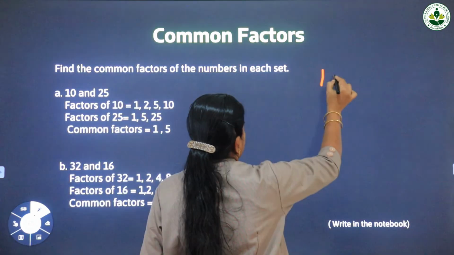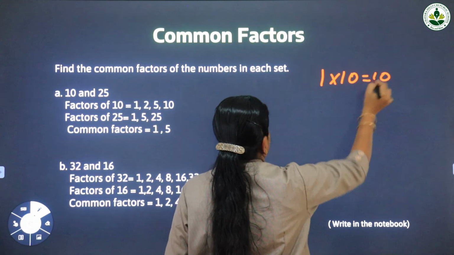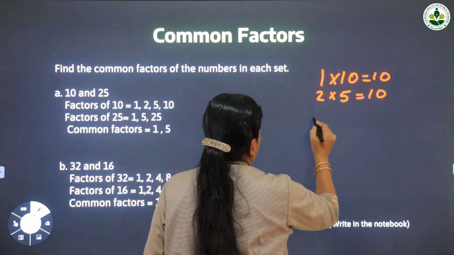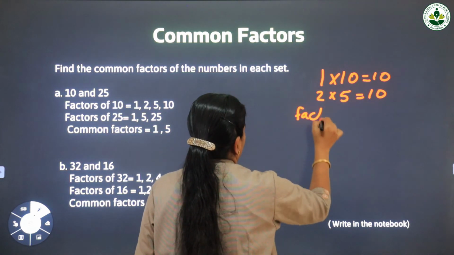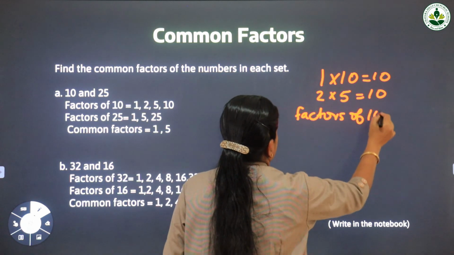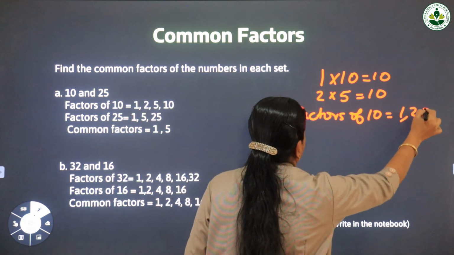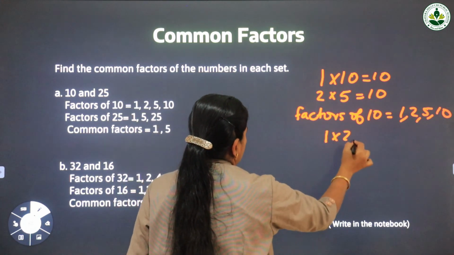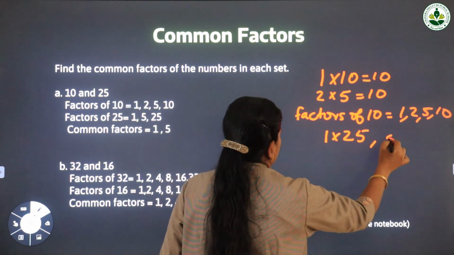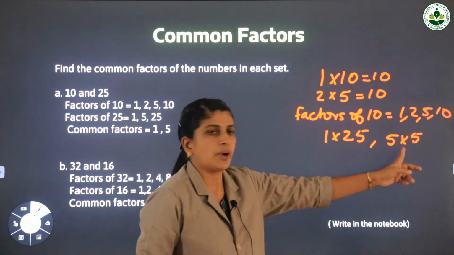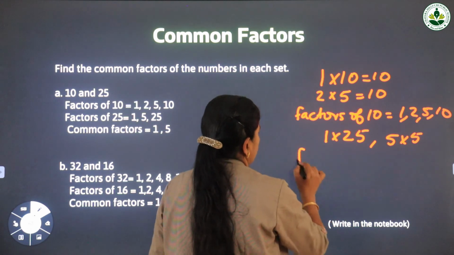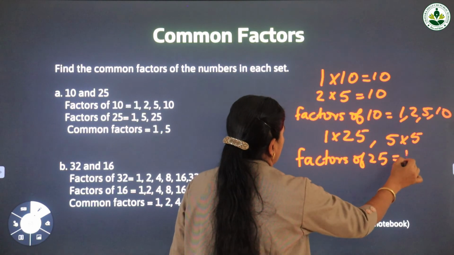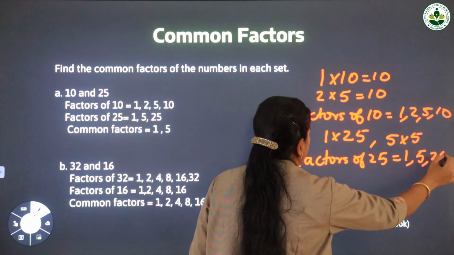The factors of 10 we will get like this: 1 into 10 is 10, then 2 into 5 is 10. There are only 2 multiplications. Therefore the factors of 10 is equal to 1, 2, 5 and 10. In that way, factors of 25, that is 1 into 25 and 5 into 5. 1 into 25 is 25, 5 into 5 is also 25. Therefore, the factors of 25 is equal to 1, 5 and 25.